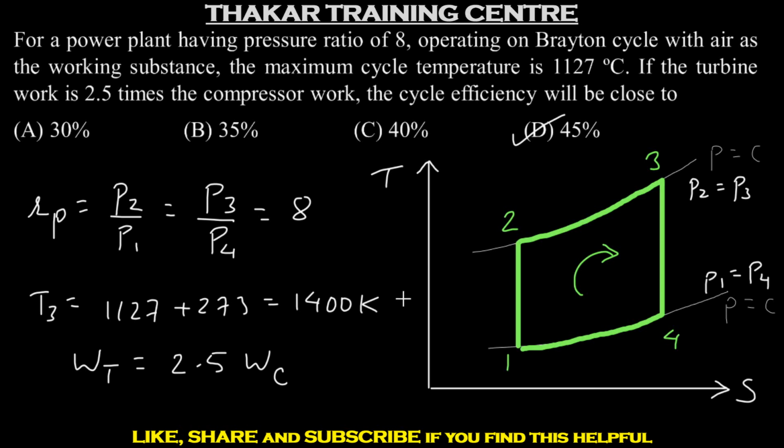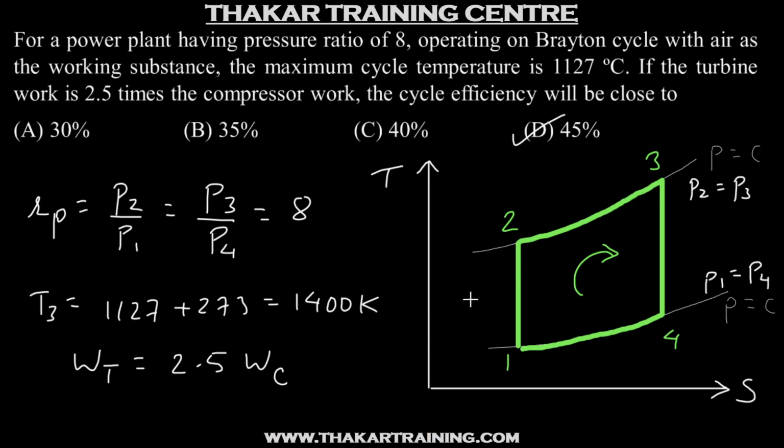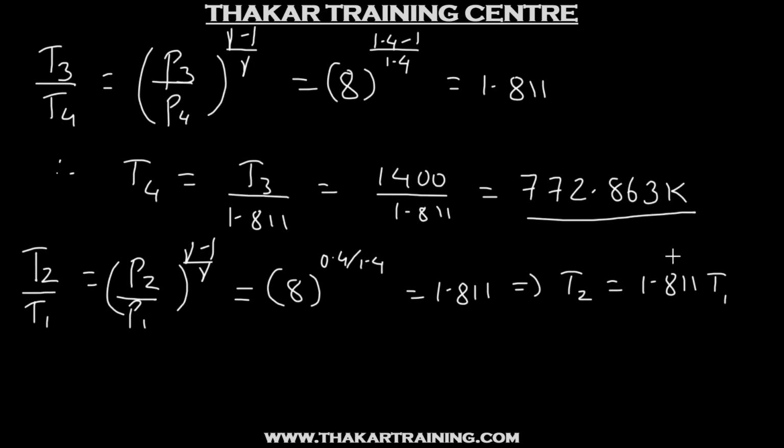We have to find out the efficiency and the information given to us was maximum cycle temperature, the pressure ratio and relation between turbine work and compressor work. So in general, whenever you are talking about a question on cycle efficiency, you will be required to know the temperatures at all the points. So we decided to do the same. From the maximum cycle temperature, which happens to be T3, we found out T4 using the information that this is an isentropic expansion process.